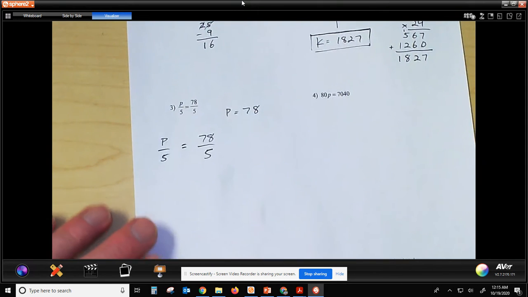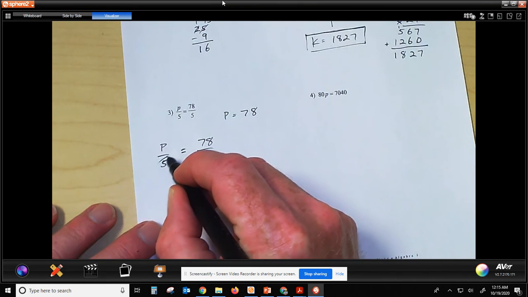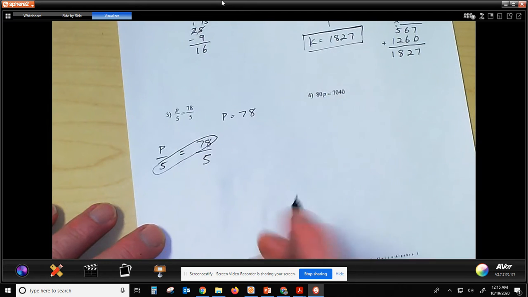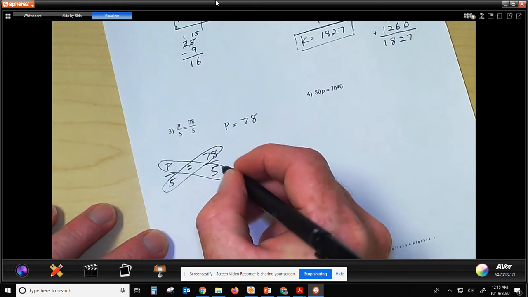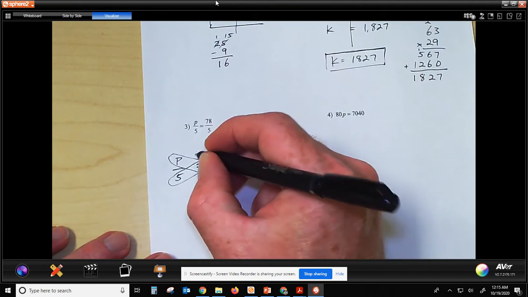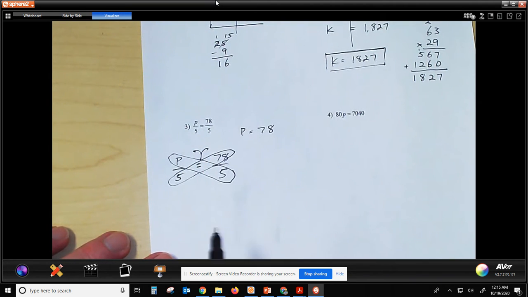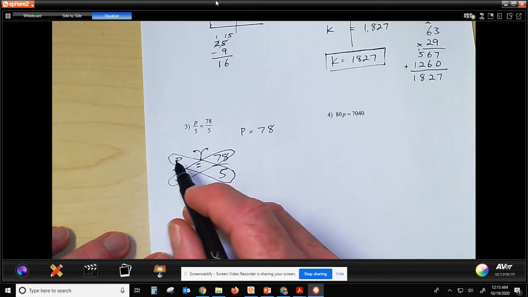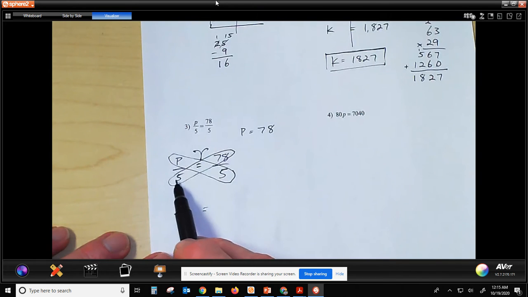But let's see how a cross product works. At Rockport Middle School, they called this the butterfly. This is cross product or cross multiplication, and here's where people think it looks like a butterfly. You multiply the top of one fraction times the bottom of another when two are set equal. So 5 times P, or P times 5, that is 5P. 5 times 78, that's going to end up over here.